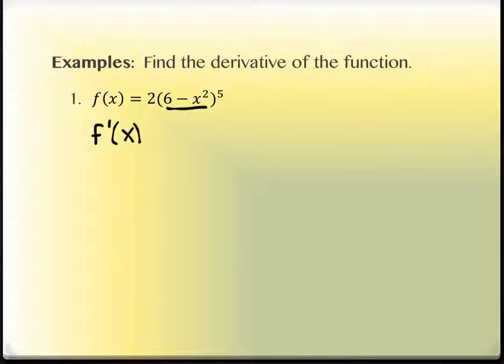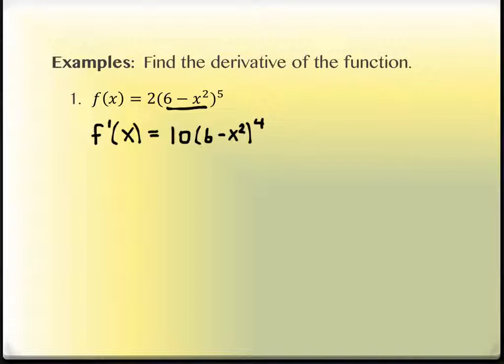If you could cover up with your hand the 6 minus x squared, just pretend like it's the word stuff. I've got 2 times stuff to the 5th, okay? What would I have to do to take the derivative of something to the 5th power? All right, so I bring the 5 down to the front, so 5 times 2 would be 10. And then what would happen to my exponent of 5? It would go down by 1 and it would be a 4. All right, so what goes inside of there? Well, the same thing that was already inside. 6 minus x squared. So that's the derivative of the outside.